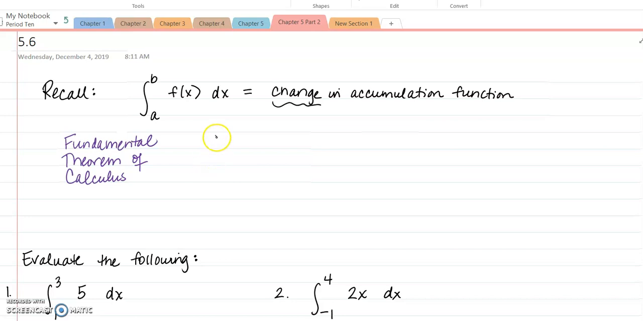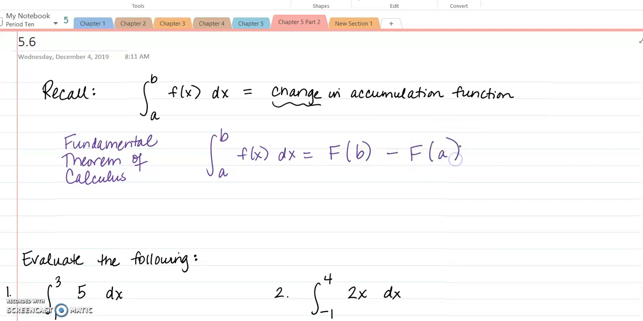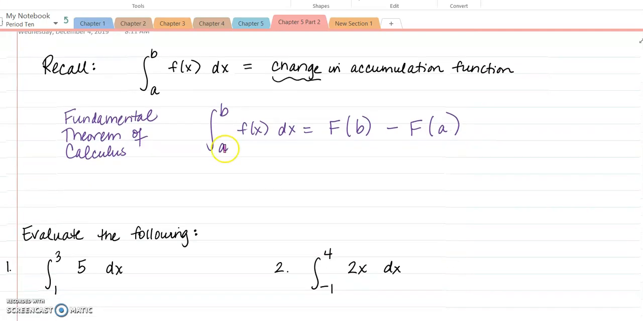So the integral from a to b of f of x dx is equal to the antiderivative evaluated up high minus the antiderivative evaluated down low. By low and high, I mean these integration bounds that we've had on our integrals in the past.